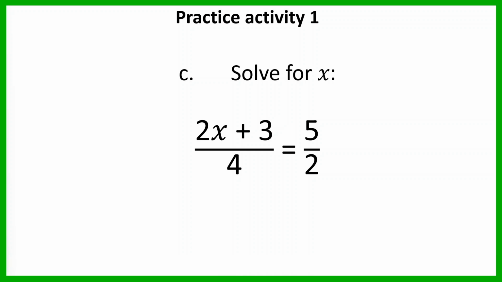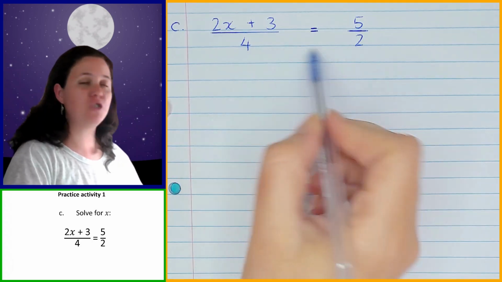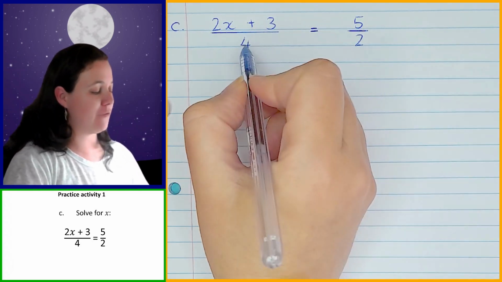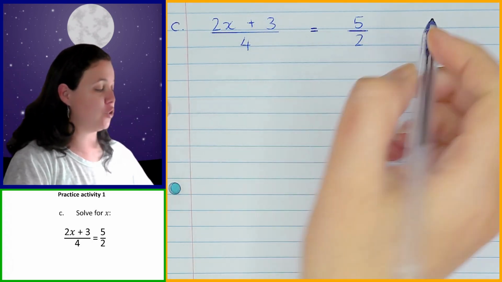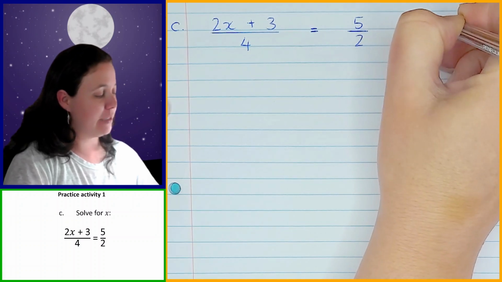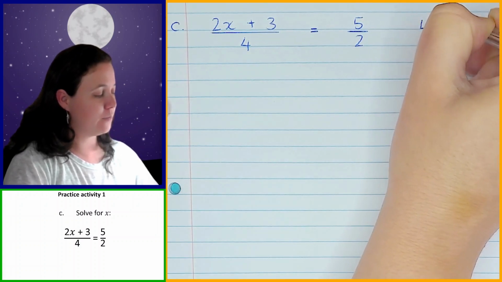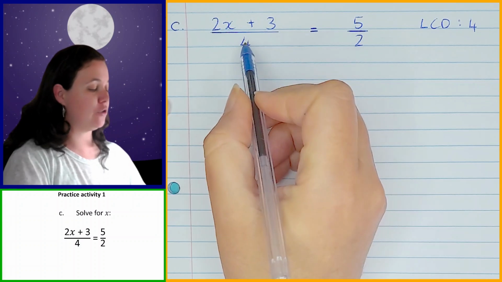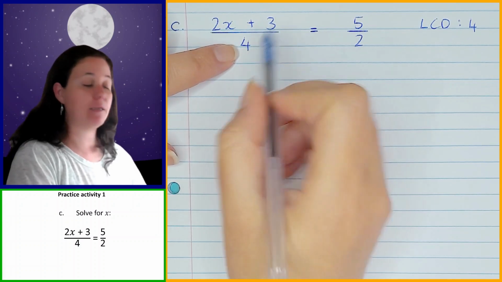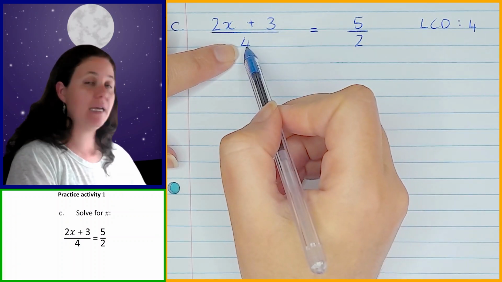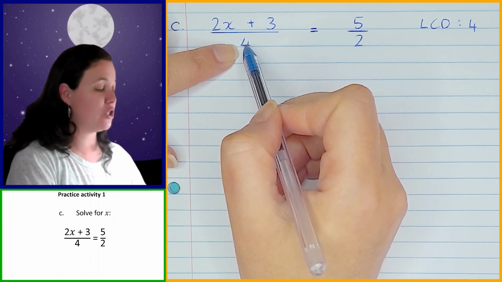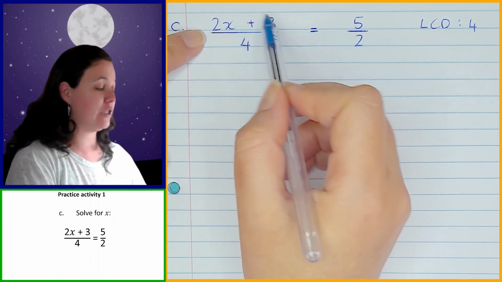Okay, so let's go through that question. So the first thing I need to do is find my LCD. For this question, I've got denominators 4 and 2. So the LCD is going to be 4. Which means I need to take each of these denominators and make them the same as that. So this one over here is already 4, so I don't need to do anything to it, so that means I don't need to do anything to the numerator either.